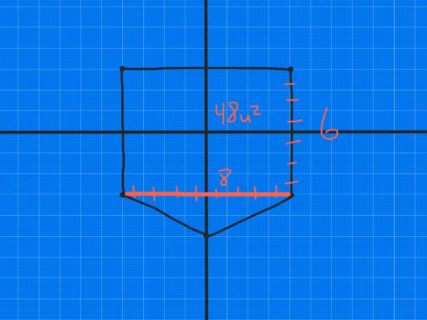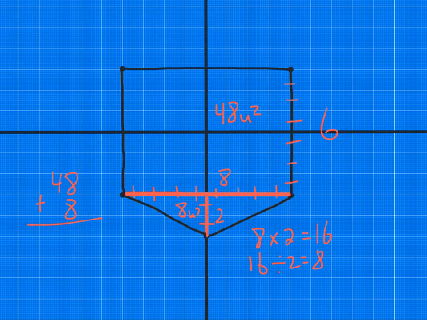so that's going to be 48 units squared, right? And then this triangle, the base is 8, and the height, right? Isn't this the height right there? Right here? That's my height. That's 2. So I've got 8 times 2, which is 16, and then it's a triangle, so 16 divided by 2 equals 8. So this would have 8 units squared, and then I can just add 48 plus 8 and get 56 units squared for my whole figure.